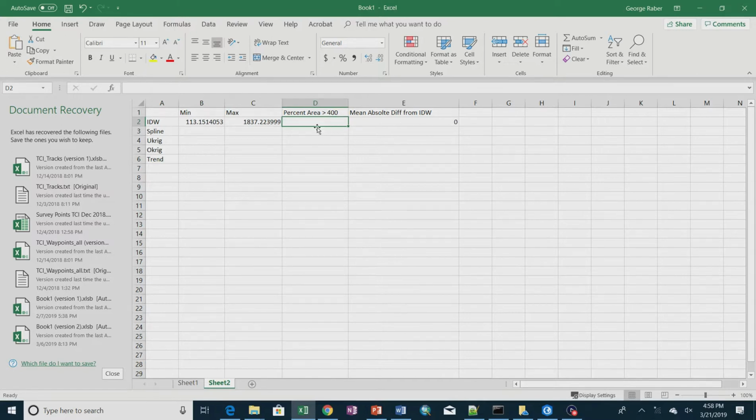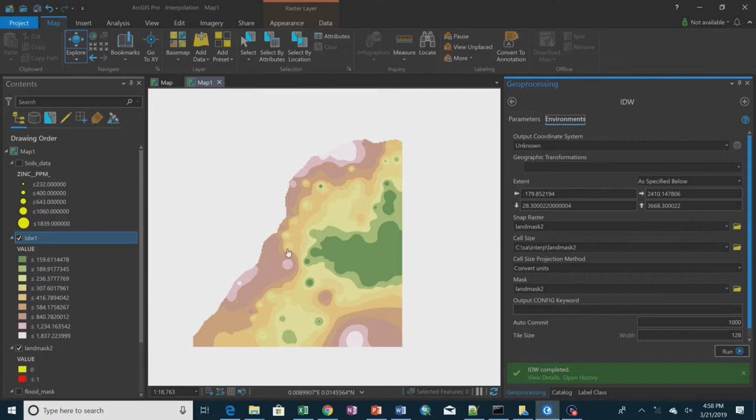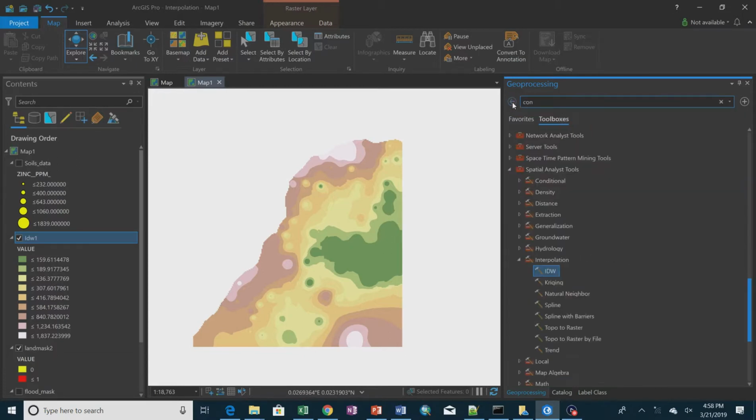So what's the percent area greater than 400? How could I find that out? Remember that what I'm really asking is how many cells are over 400 versus how many cells there are total. So what type of operation could I run to ask that question, to assign all the values that are greater than 400 one value, and all the values that are less than 400 a different value? I could do it in raster calculator. I could do it in con. I could do it in reclassify. There's a few different tools that would work.